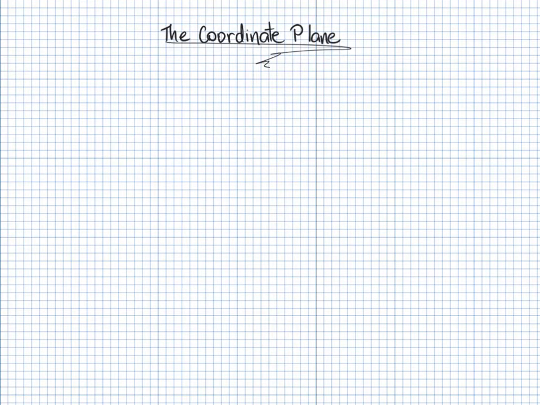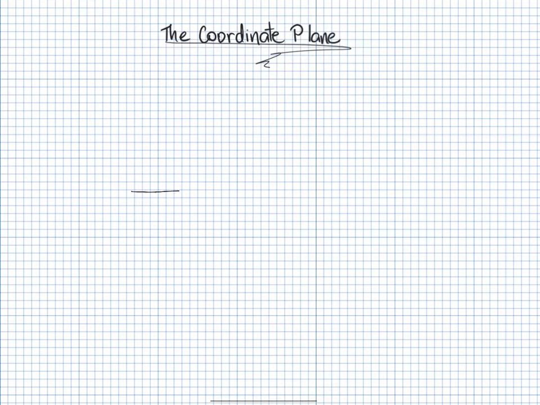Hi, in this video I'll be introducing you to the coordinate plane. So the coordinate plane is just a space that's formed by a horizontal line, which we call the x-axis. It's actually exactly the same as the number line that we've been dealing with. And there's also a vertical number line, and that's called the y-axis. So let's draw that so you can see what that looks like.